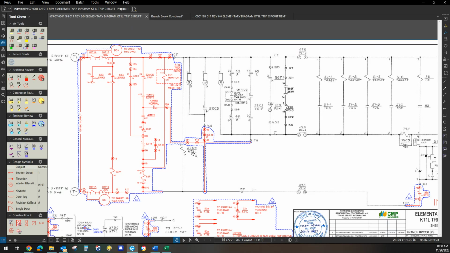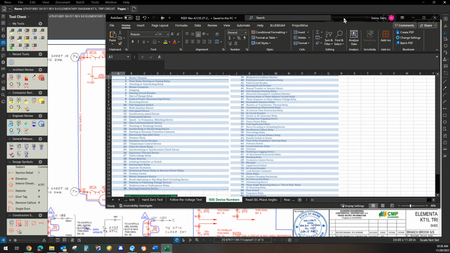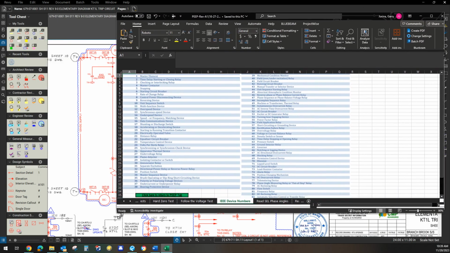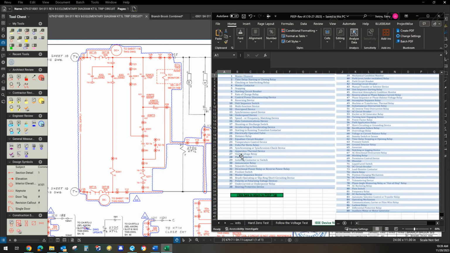27. What is a 27? Well, let's look at our little table that we have here because we haven't memorized it yet, right? We'll go to 27, and 27 is under voltage relay. So that means this is an under voltage relay. That symbol is the coil. So that tells me that's the coil of the under voltage relay.